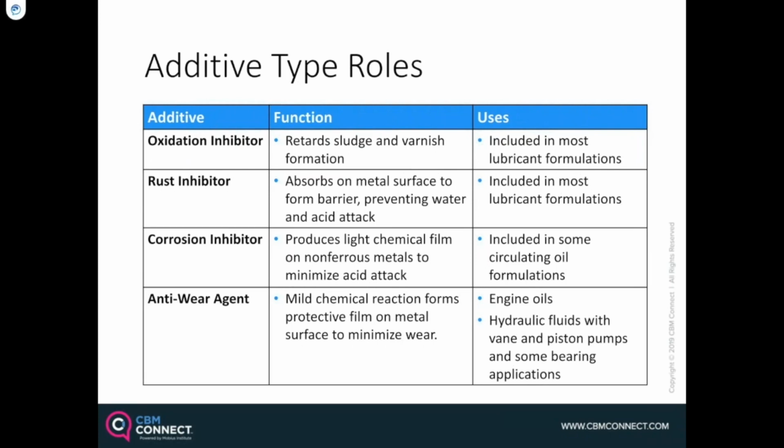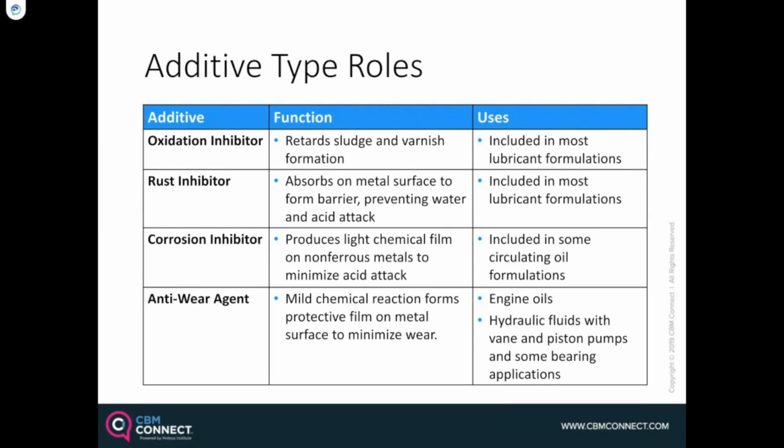Rust inhibitors. They adsorb on the metal surfaces, and there's an analogy where they have these little heads, and the head kind of likes to stick on the metal, and the tail waves away, and it keeps the water from attacking the surfaces. So there are various types of corrosion inhibitors that can be used. Both the rust and corrosion inhibitors are very common in many finished products.